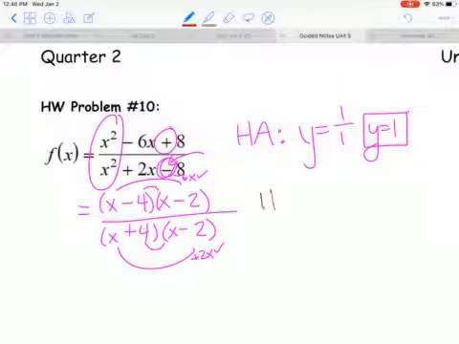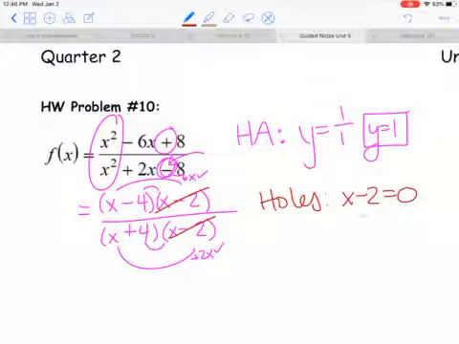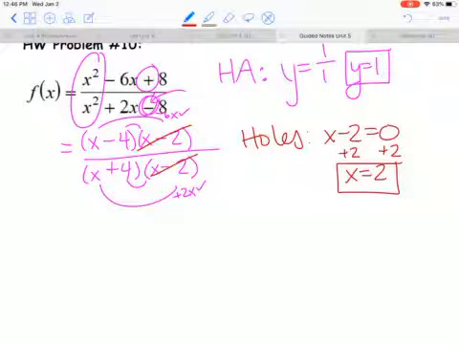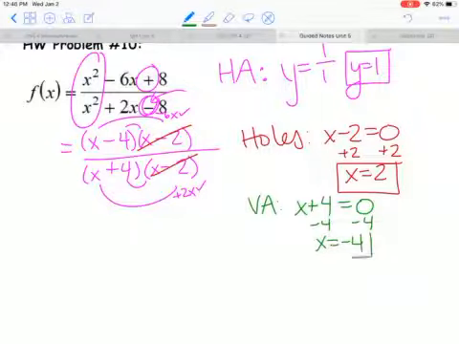So, holes, let's do that first. Anything that cancels. So x minus 2 canceled, so we set it equal to 0. We solve it. That's our hole. Our vertical asymptote, let's do a different color so you can see it in my picture. So vertical asymptote was the bottom, whatever's left. So x plus 4, equals 0. Solve it. You should get a different number than your hole.